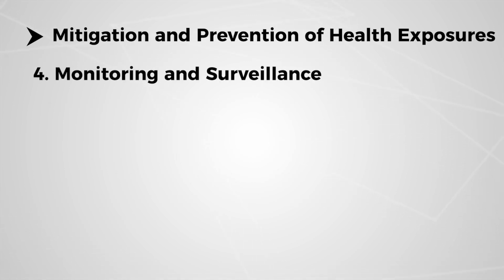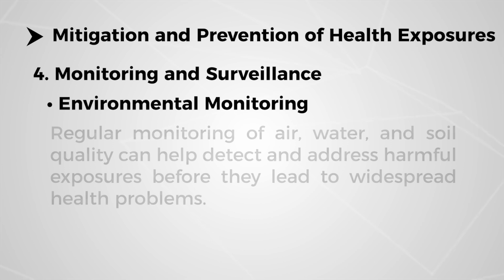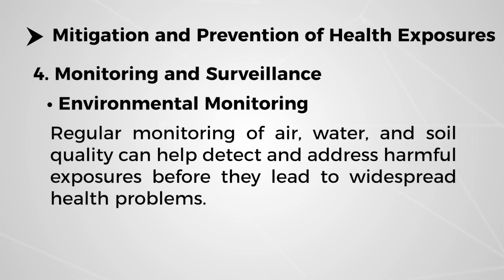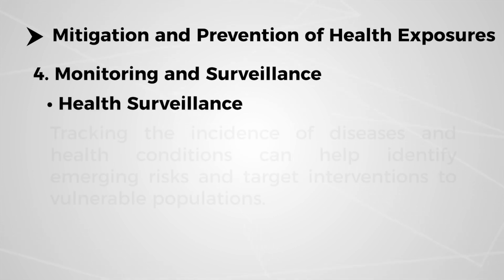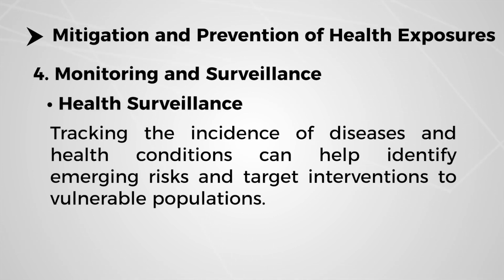Monitoring and surveillance: within monitoring and surveillance we have environmental monitoring systems for regulating air, water and soil quality, which can help detect and address harmful exposures before they lead to widespread health problems. Within health surveillance, tracking the incidence of disease and health conditions can help identify emerging risks and target interventions to vulnerable populations.